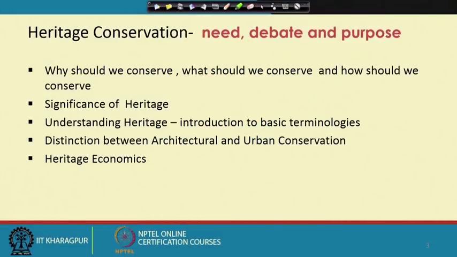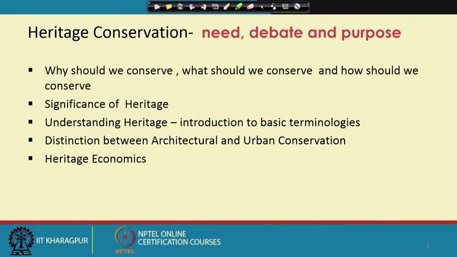Is it 100 years old or 500 years old or 50 years old? That is a debate. So it is all interrelated, and until we try to understand this ourselves, we really don't know what we should do about these structures. Because that's for sure, whatever is old is not gold, we can't conserve everything. And also there are various approaches to conservation.